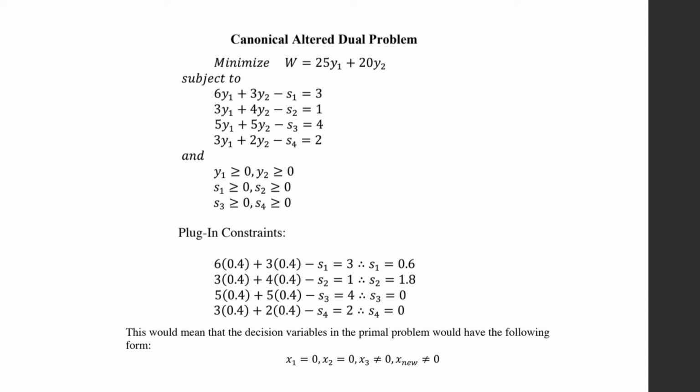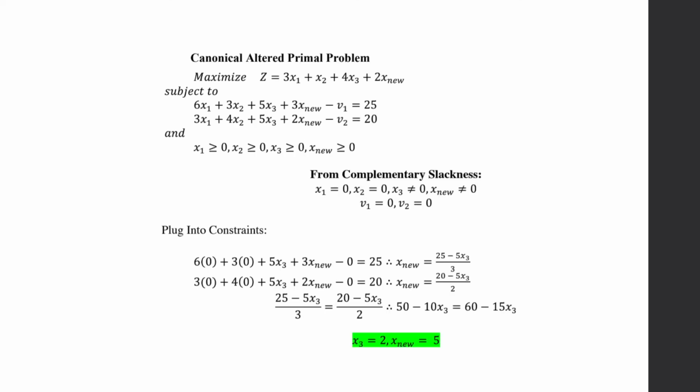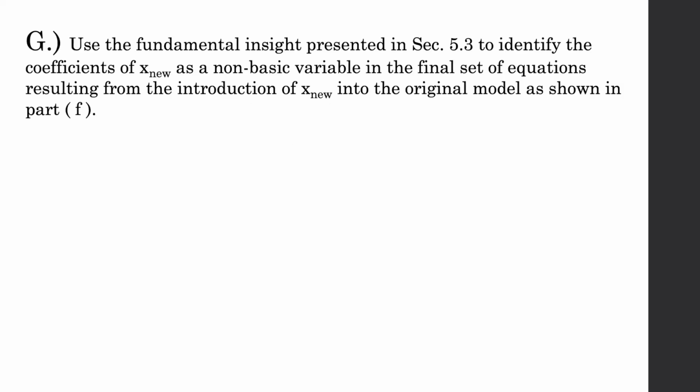And due to the complementary slackness theorem, we know that since the surplus variables s1 and s2 in the dual are non-zero, we know that the decision variables x1 and x2 in the primal are both 0, while the opposite is true for x3 and x new. And through basic manipulation and algebraic rearrangements, we were able to solve that x3 is equal to 2 and x new is equal to 5 in the primal problem.